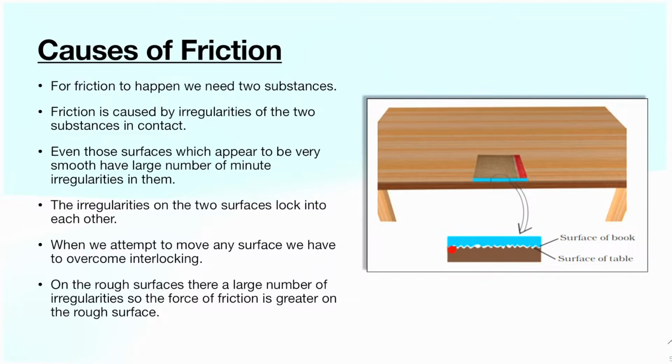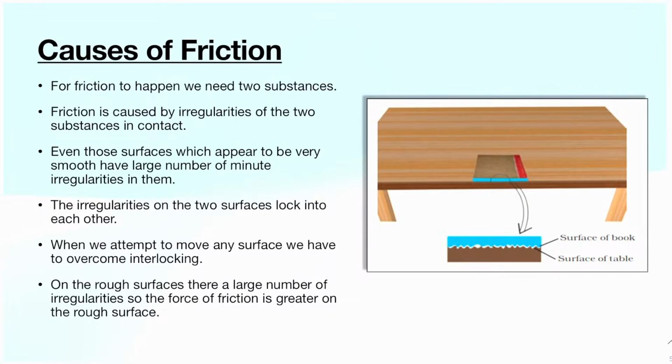There are irregularities like this which help the book and the table to lock with each other. These irregularities are the ones which stop the book from moving. The irregularities on the two surfaces lock into each other. And when we attempt to move this book or any heavy object, the object does not move further. So on a rough surface, there are a large number of irregularities. So the friction is greater on the rough surface.